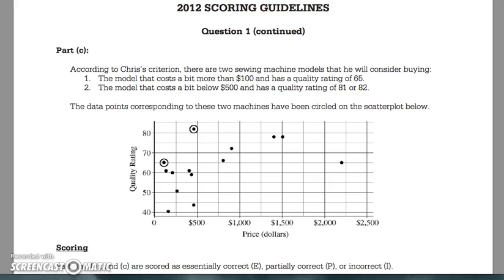Part C. According to Chris's criterion, there are 2 sewing machine models that will be considered for buying. 1. The model that costs a bit more than $100 and has a quality rating of 65, or 2. The model that costs a bit below $500 and has a quality rating of 81 or 82. The data points corresponding to these 2 machines have been circled on the scatter plot below.